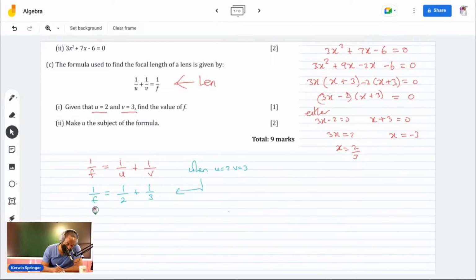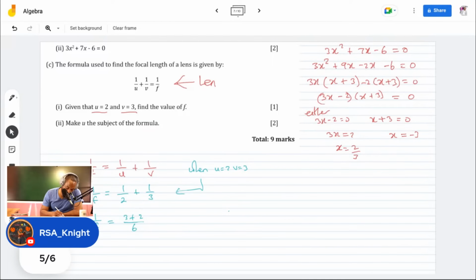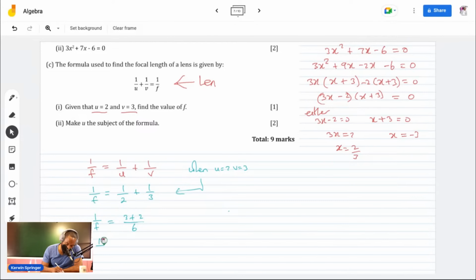So what I can do is say the LCM of 2 and 3 is 6. 2 by 3 is 6. And 2 into 6, 3. 3 plus 3 into 6, 2. So a half plus a third is 5 over 6. Yes. So 1 over f is equal to 5 over 6.